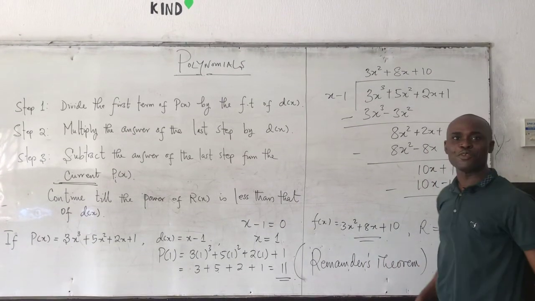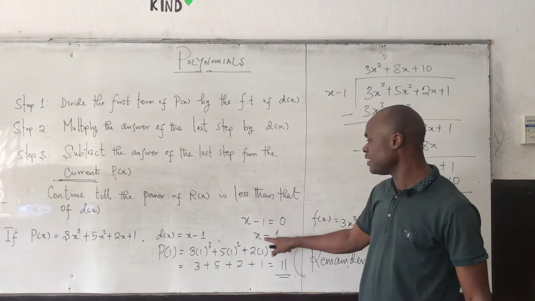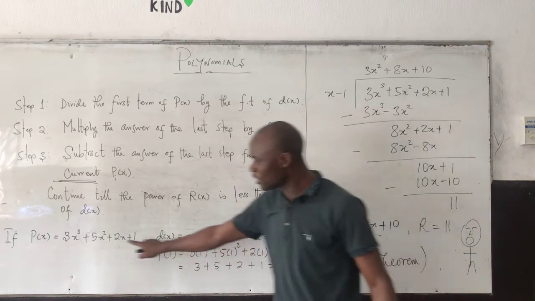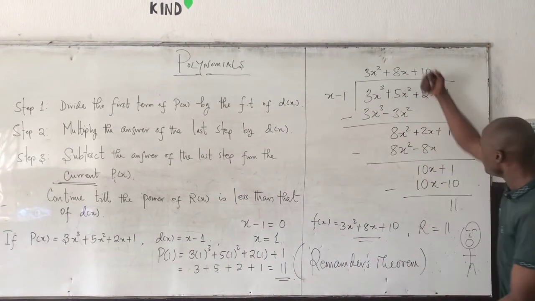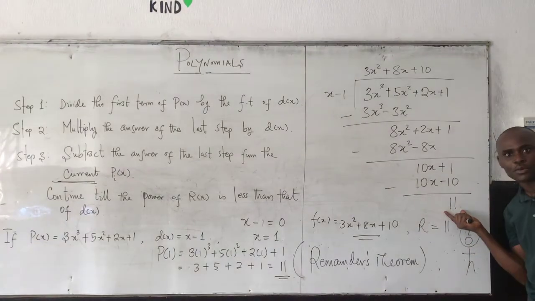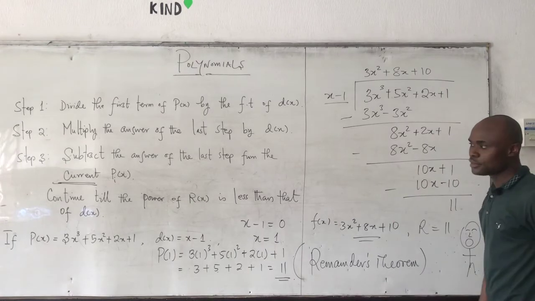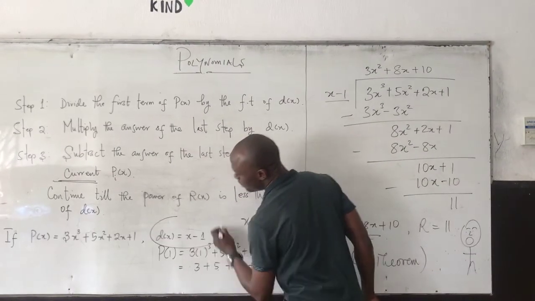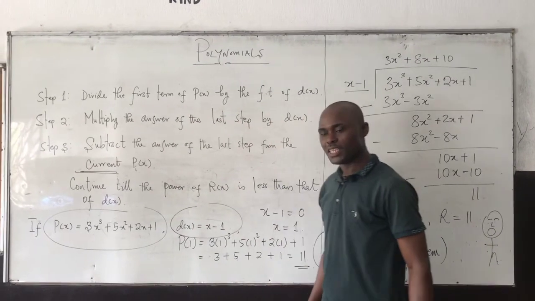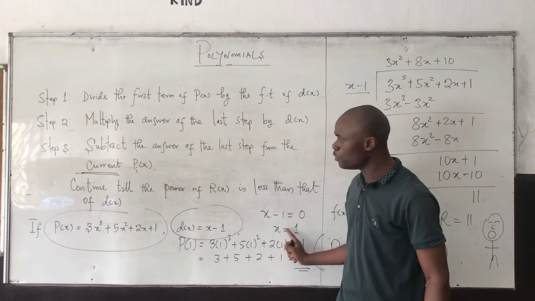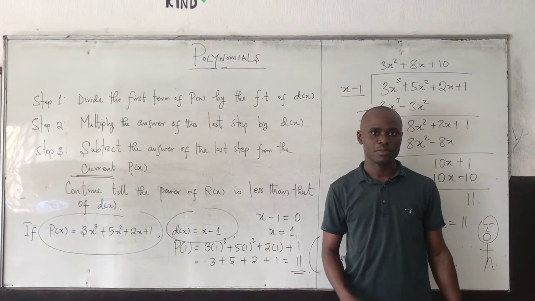But I round up my video by talking about what we call the factor theorem. If we had substituted this value into this equation and we had 0 here, or we did this division and we had 0, then this is a factor of this. That is what we call the factor theorem.